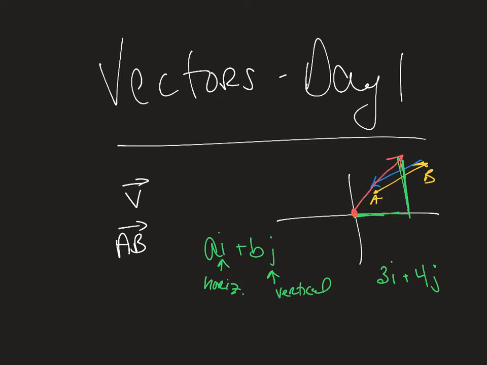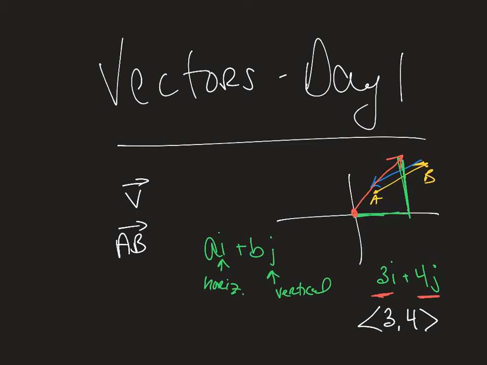So that would be the vector, but it's made up of the two components, the horizontal component and the vertical component. Another way to write that would be ⟨3, 4⟩, with what I call little arrow parentheses. So that's another way to write it.